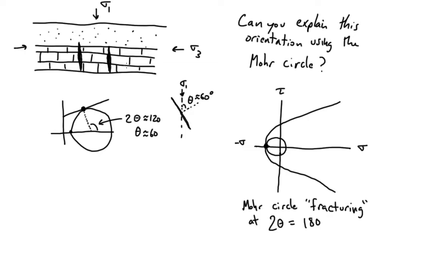So this is what we call a tensile fracture. The type of fracture that forms in this sort of situation is a tensile fracture. It makes room, it opens space.